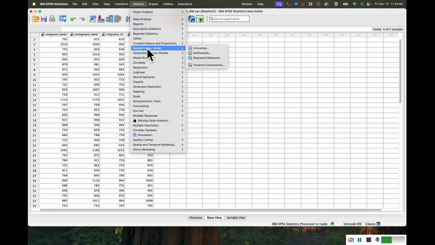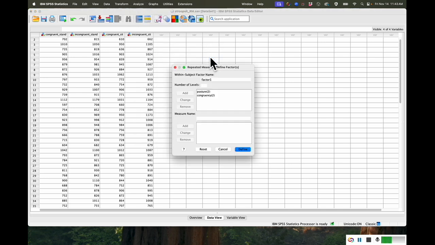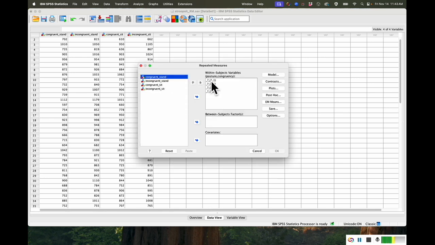So now we'll go again to Analyze, General Linear Model, Repeated Measures. We got posture and congruency still hanging out there. And so here we have ones and twos. So the first number has to do with the level of the first factor. The second number has to do with the level of the second factor. So this means posture 1. So we're going to say standing is posture 1, and then congruency is 1. So stand is the level 1 for posture, congruent is level 1 for congruency.